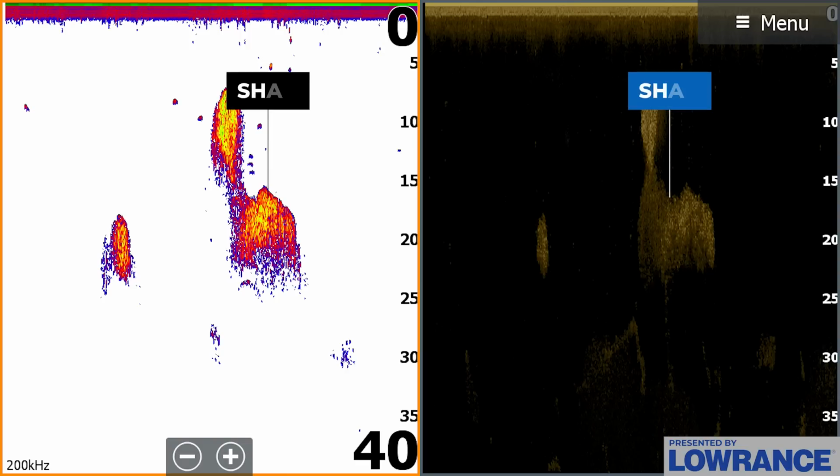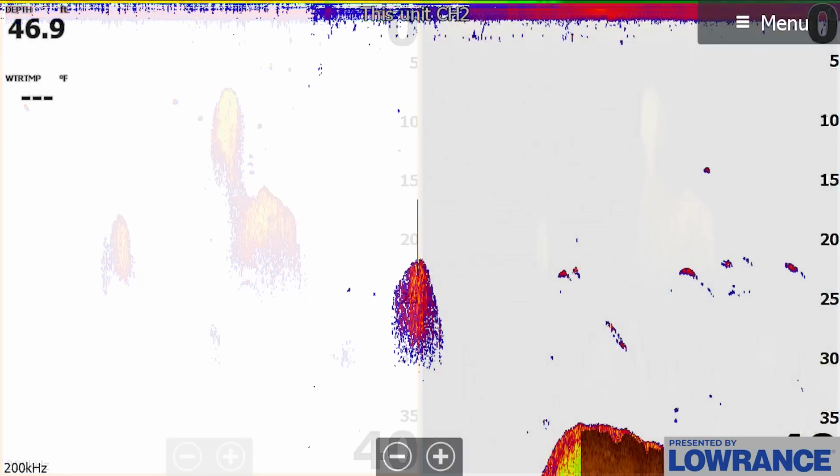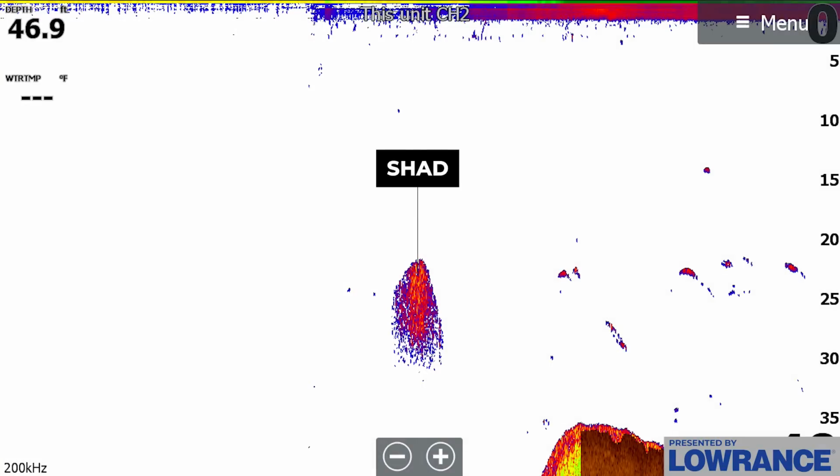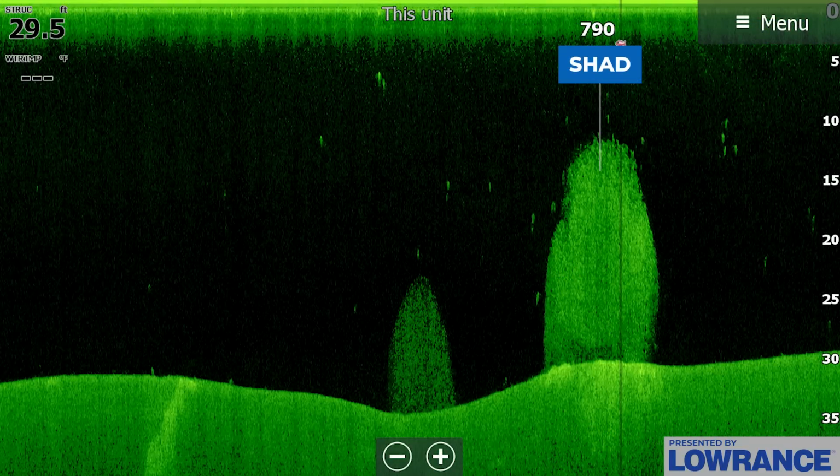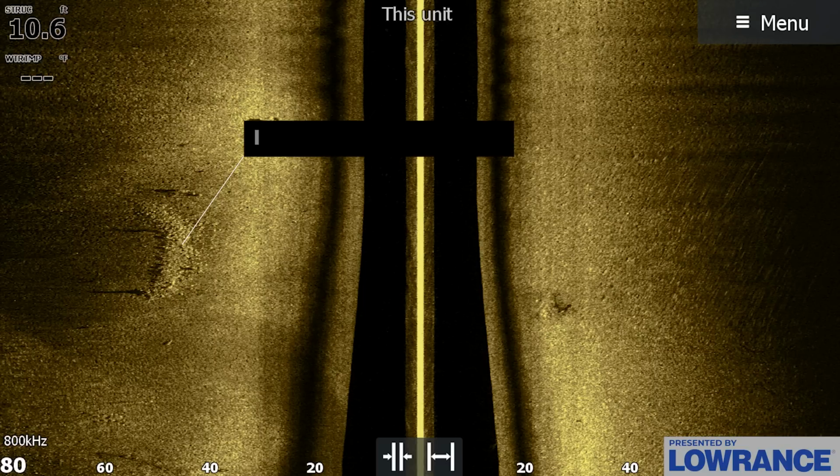Find the shad, find the bass. This is one of the most common pieces of bass fishing advice out there, but it doesn't always hold true. While finding shad on your fish finder or visually can be a great indicator that bass are in an area, it doesn't always mean that areas without shad won't have bass.